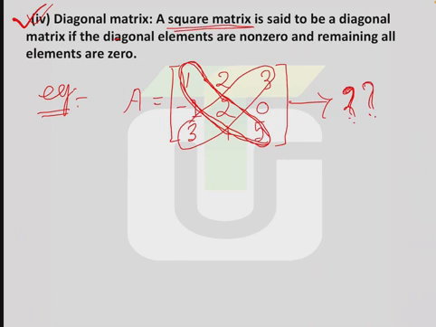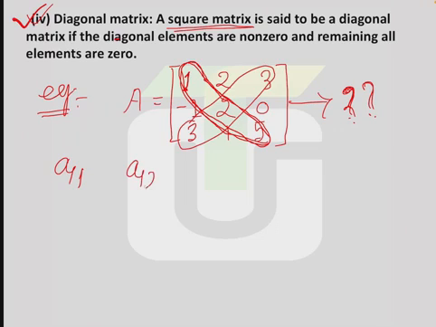Why do we take only this diagonal? See, what is the address of the first element? I have already told you that in the general representation of a matrix, every element has its own address, correct? So the address of the first element was A11.